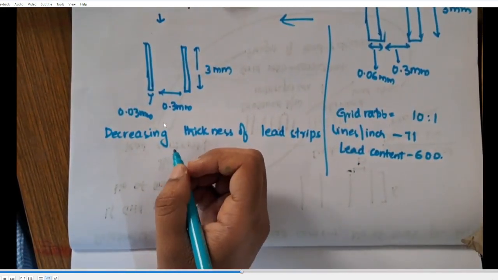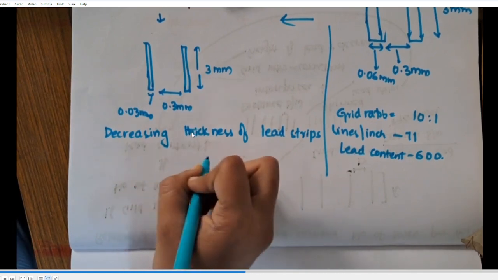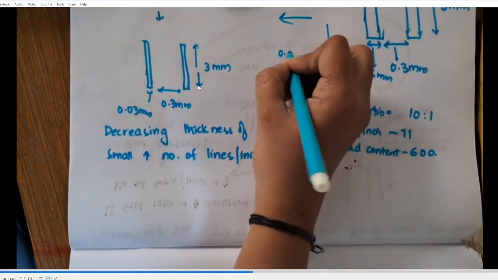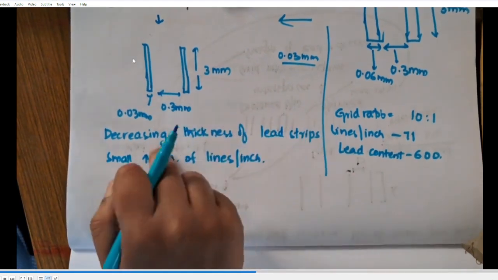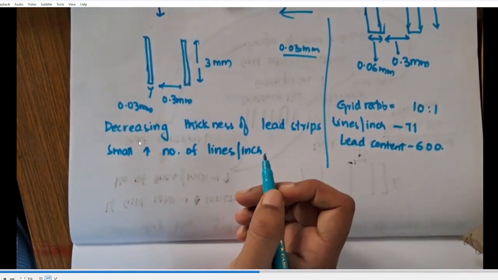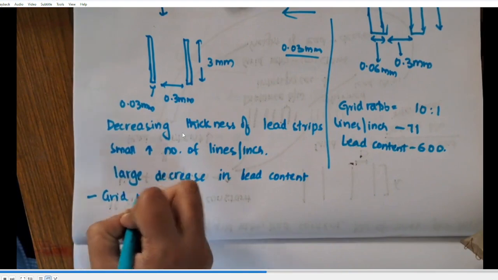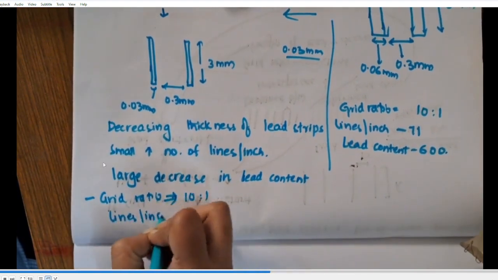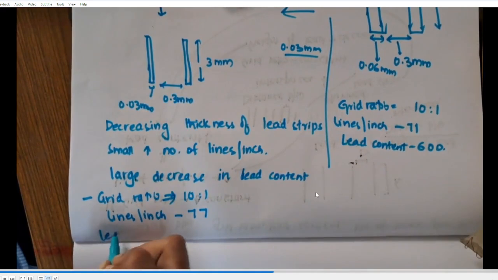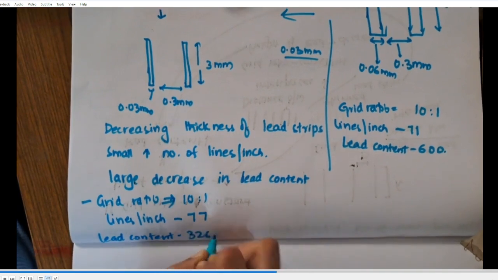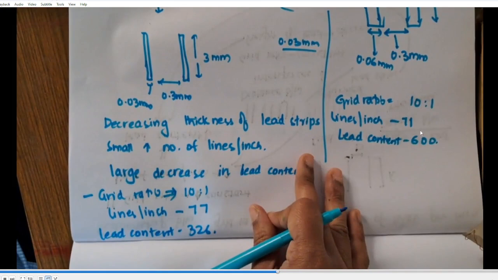On decreasing the thickness of the lead strips, there is a small increase in the number of lines per inch. So here the number of lines per inch increases without affecting the grid ratio, because the thickness of the lead strips decreases, which also decreases the lead content. So the grid ratio here is around 10:1 and the lines per inch are increased from 71 to 77 and the lead content is also decreased from 600 to 326.